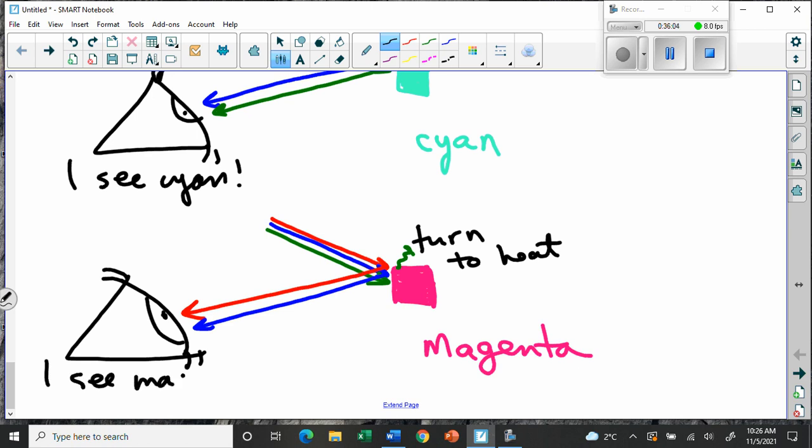So what's actually happening here is the brain is interpreting what color to see when two different rays hit at the same time. Now, what's interesting, too, is that the magenta makes sense because if you think about red and blue together, it kind of looks like it might make a magenta color.